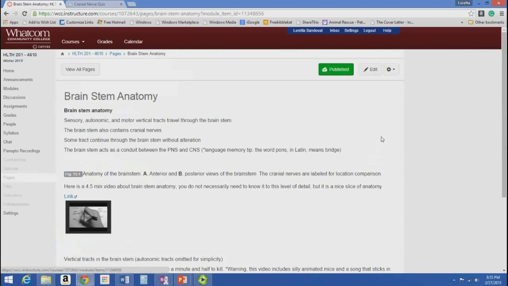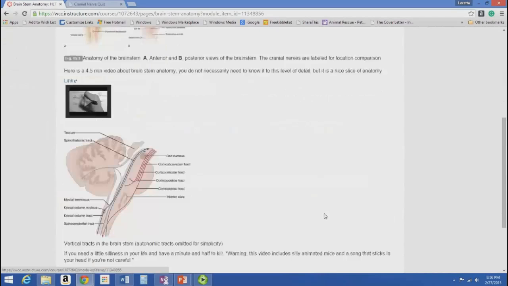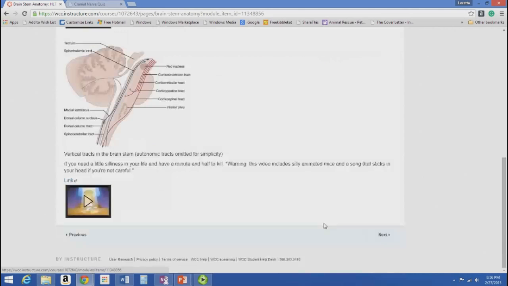In the module, it talks a little bit about the anatomy, but you do not need to know that in detail. All of the cranial nerves come off the brainstem. There's a video that has a nice little bit of anatomy. Again, you don't need to know all that detail. There's a totally stupid video. I'll warn you, it's stupid. Just if you're in the mood for something silly and you've got a minute to kill, it's kind of funny and it sticks in your head.